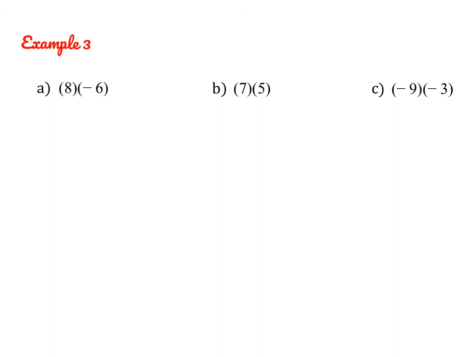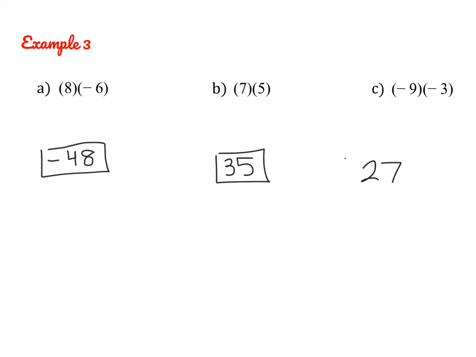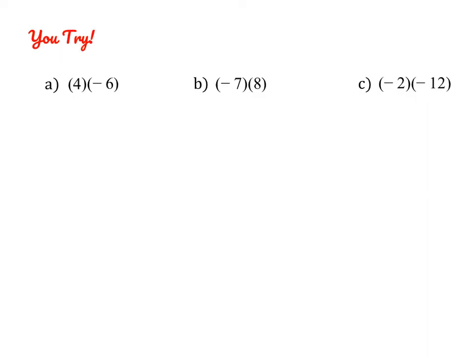For part A, I see that I have a single negative. My answer will be negative, and then 8 times 6 is 48. For part B, I have 2 positives, so my answer will just be positive 35. And for part C, when I have a negative times a negative, they actually cancel out, and I end up with positive 27. Go ahead and pause the video and give these 3 a try.